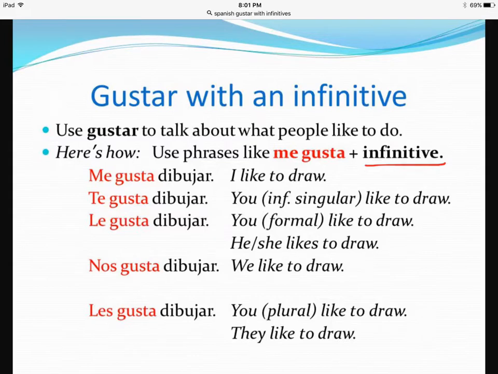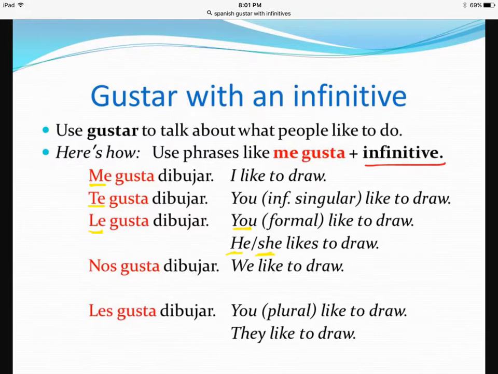Okay, so just look here. They're showing you again, I know this is a review for you, how when you change the indirect object pronoun, you get a completely different meaning. So, me gusta dibujar means I like to draw. Te would change it to you, informal. Le, remember, can have three different meanings. It can be you formal, he likes, or she likes.